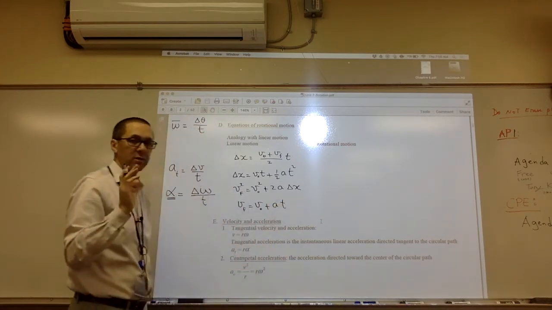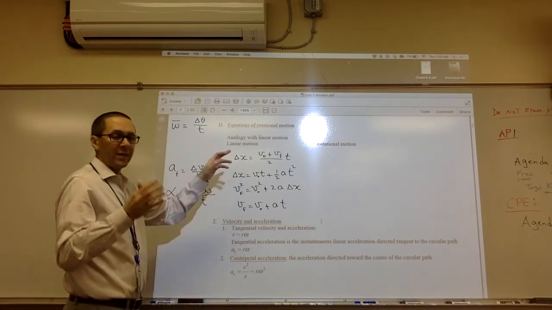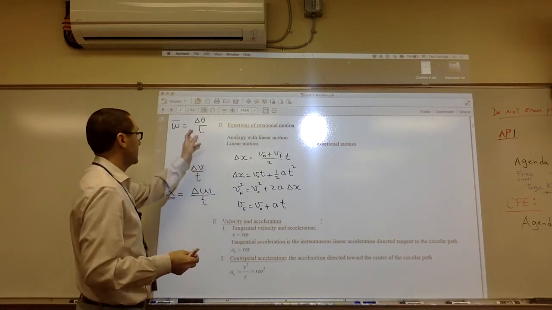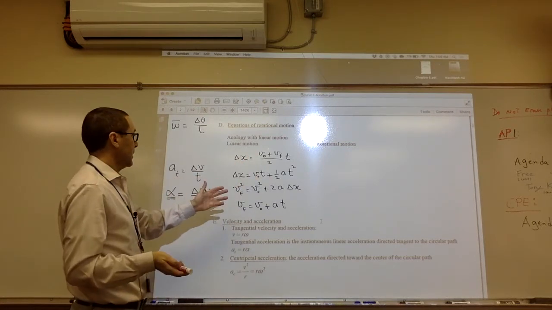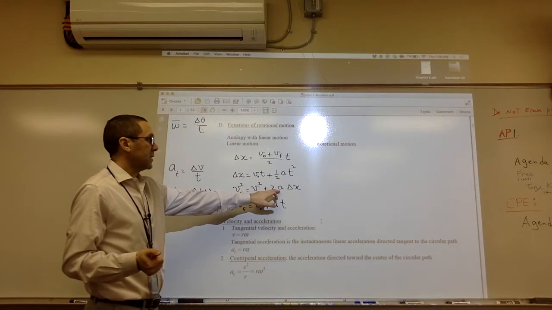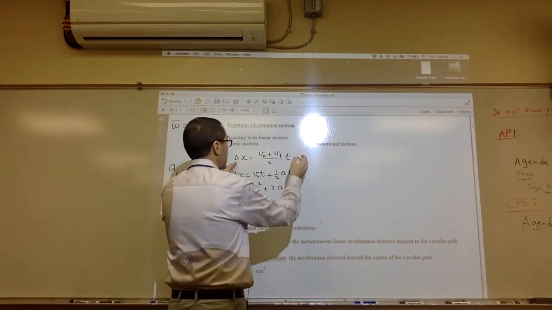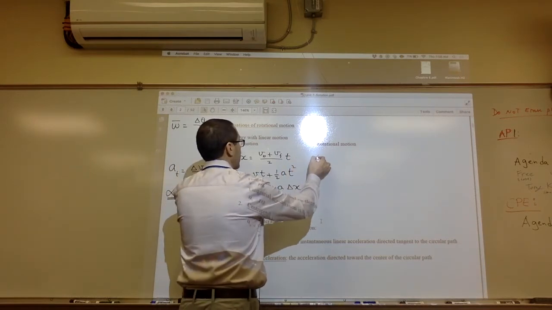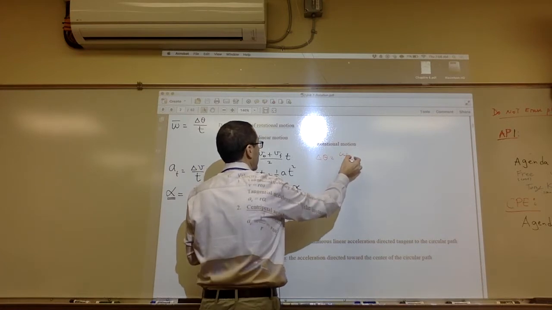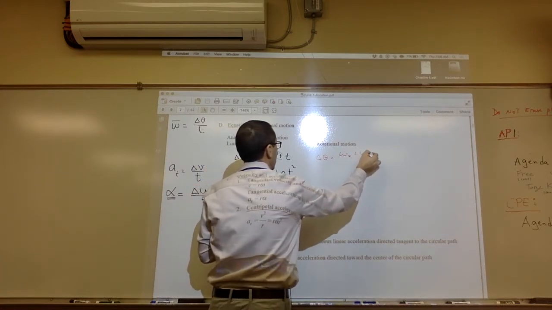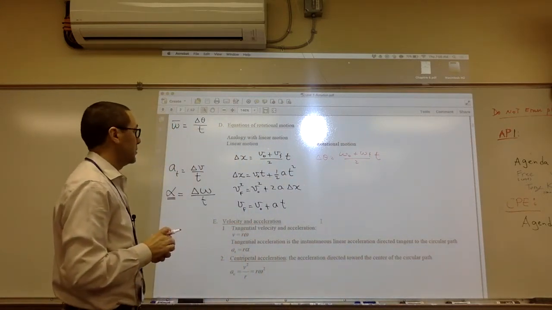Well, the translation is extremely simple. All you have to do is your linear distance is now replaced with your angular distance, your linear speeds are replaced with your angular speeds, and your linear acceleration is replaced with your angular acceleration. So let's see how this translates. This delta x becomes delta theta, that's your angular distance, equal to the initial angular speed plus the final angular speed over 2, times time. Now time is time. It doesn't care if it's rotation or translation.